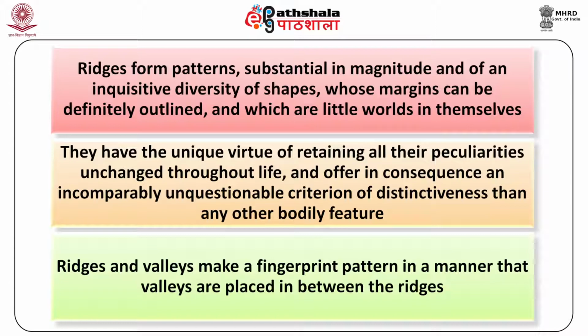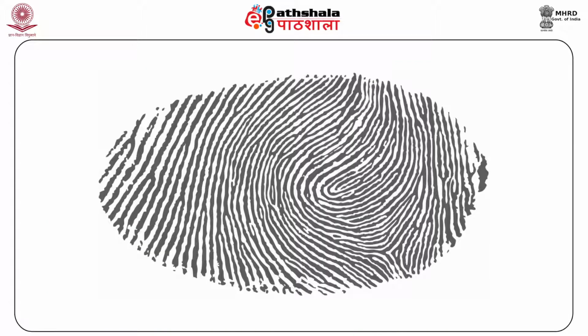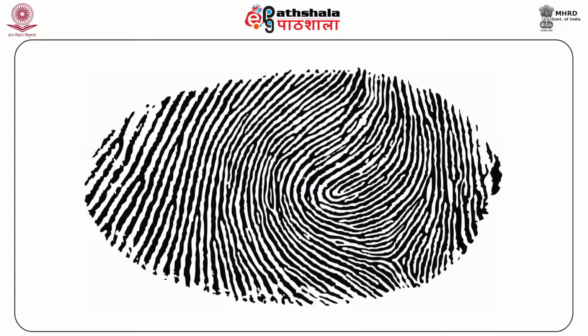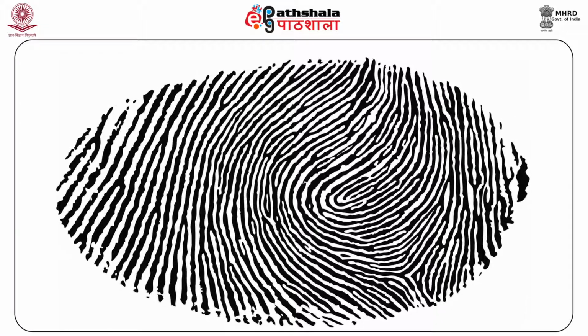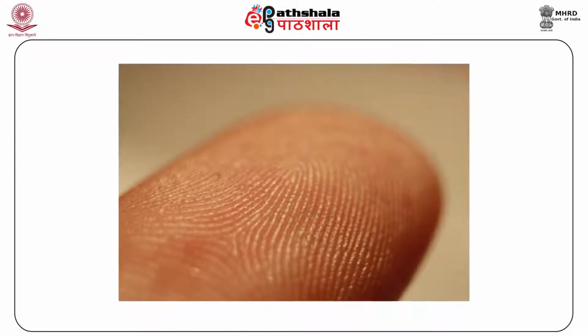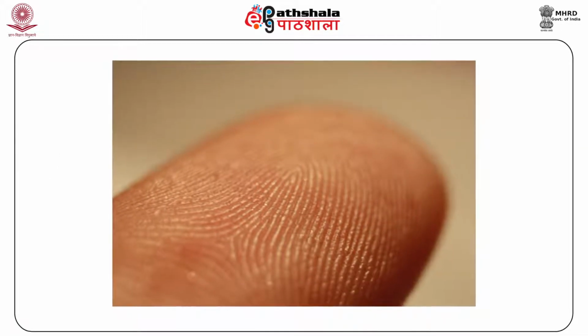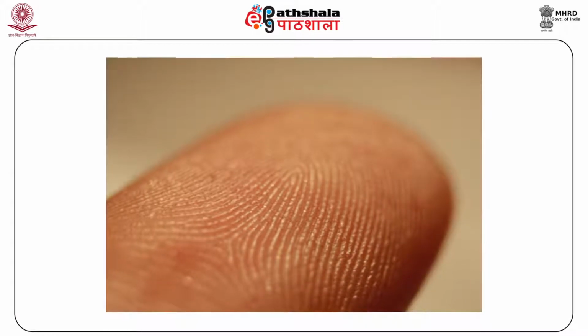You already know that ridges and valleys make a fingerprint pattern in a manner that valleys are placed in between the ridges. In this module, you shall learn about the different types of ridge characteristics, which are referred to as minutiae. The ridges once established do not change with age and are totally unaffected by the environment.